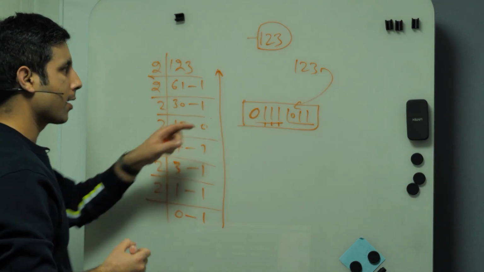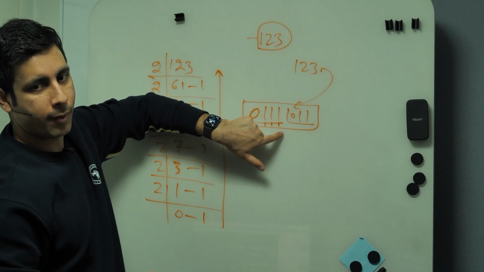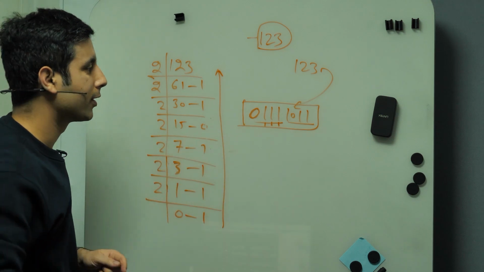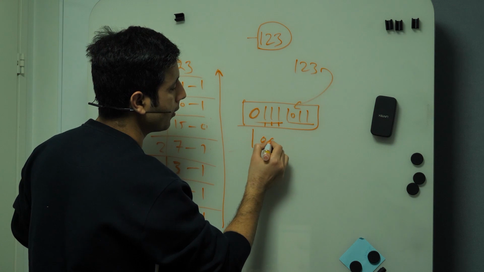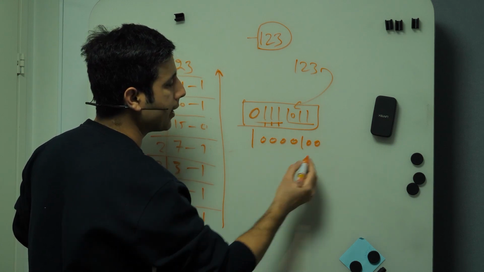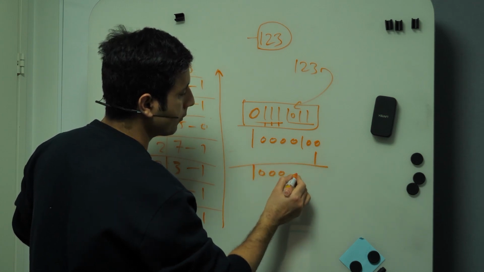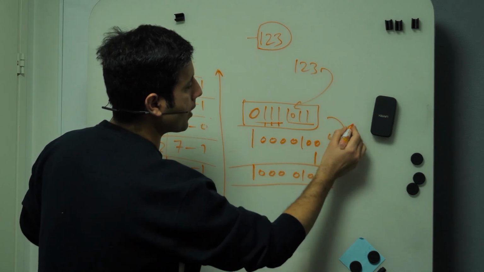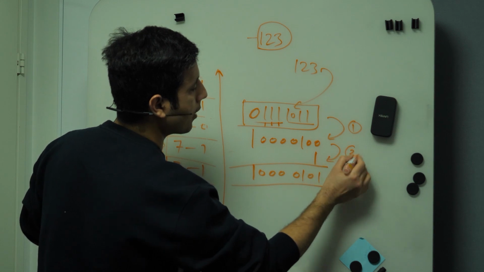Now the first step is to convert the value to its corresponding binary number. Once you find the binary value, then you flip it. And then the second step is to add 1. So the first step is to flip the number, and the second step is to add 1.